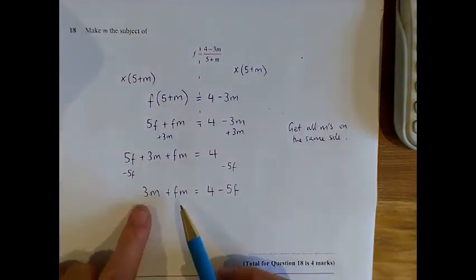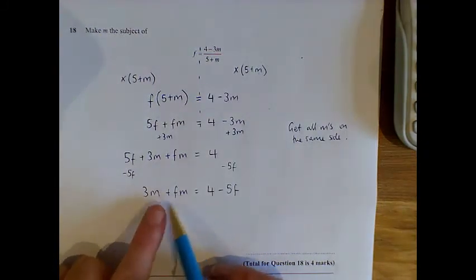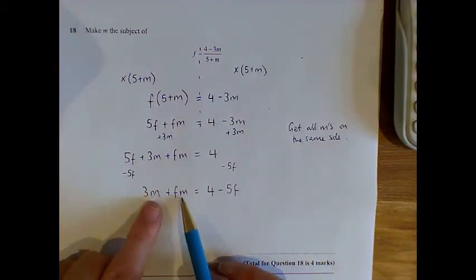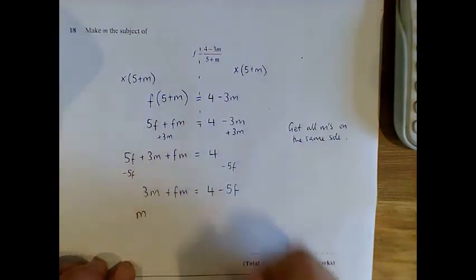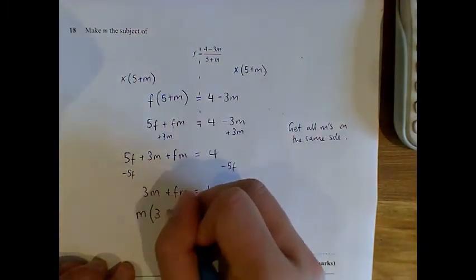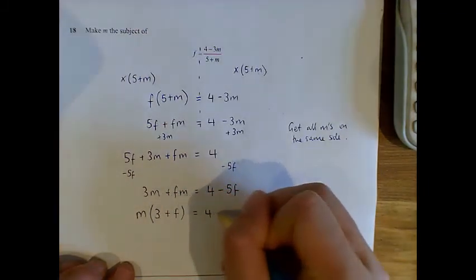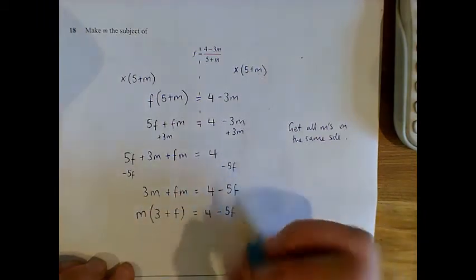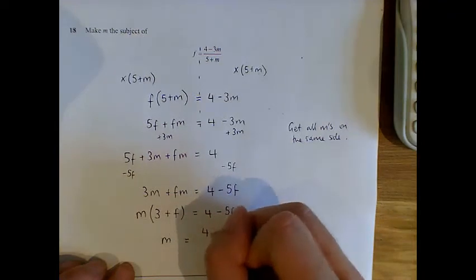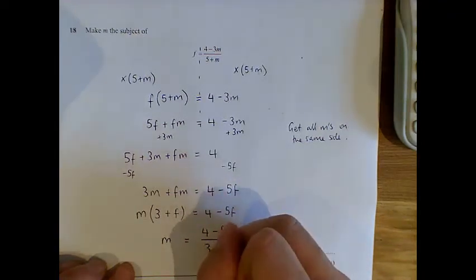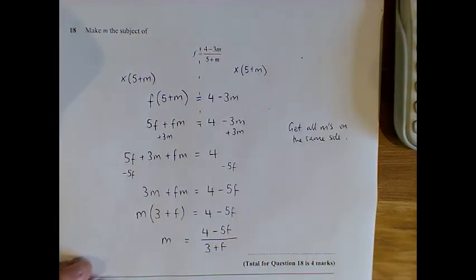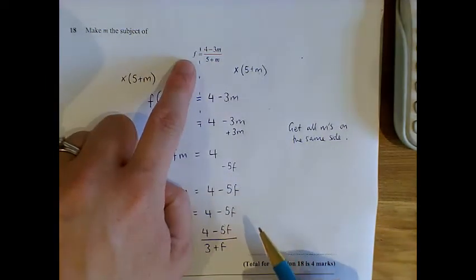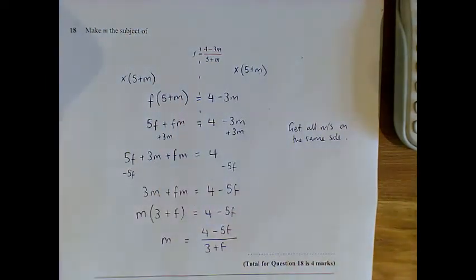Now, how are we going to get these M's together? I can't add them because they're not like terms, but there is a way of combining them, and that's to factorise because they both have an M in common. So I'm going to take M outside the bracket, and inside the bracket would be 3 add F, and then what we can do is divide by this bracket. It's M lots of this. If we divide by the bracket, we're left with M equals 4 minus 5F over 3 add F. I've divided both sides by that. M is now the subject of the formula because it's M equals everything else. At the beginning, F was the subject of the formula. And that's it. That's my answer done.